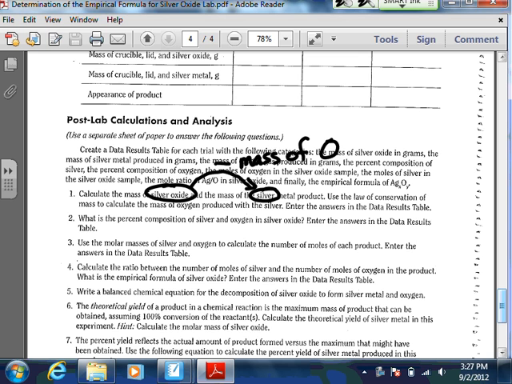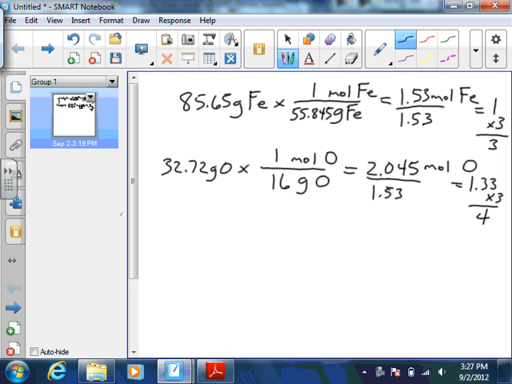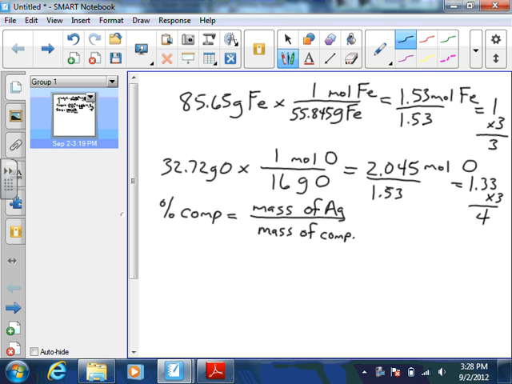Alright, so you have the mass of everything there. So percent composition, remember, all you have to do for percent composition, I'm going to go over here, just equals the mass of whatever you're looking for. So let's say we do the Ag first. Mass of the Ag divided by the mass of the compound times 100. Okay?